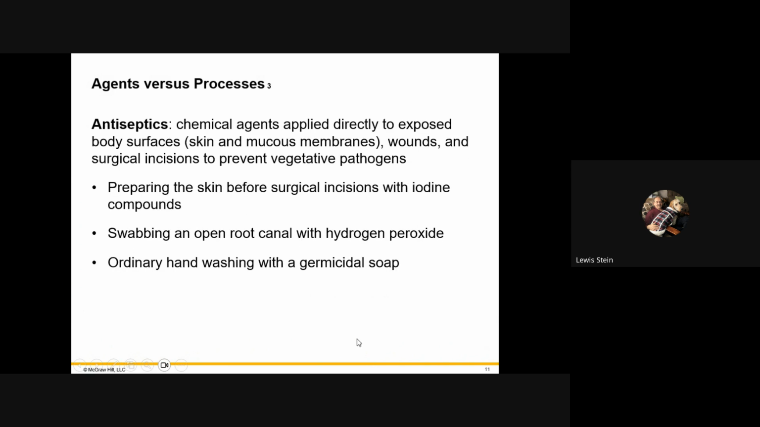Moving on. And antiseptics directly applied to the skin. You can even do it conceivably before. So here, it's directly applied to exposed surfaces, wounds, and there are some guidelines with wounds and things getting inside. Surgical incisions, again, some guidelines, and we use the antiseptics all the time.